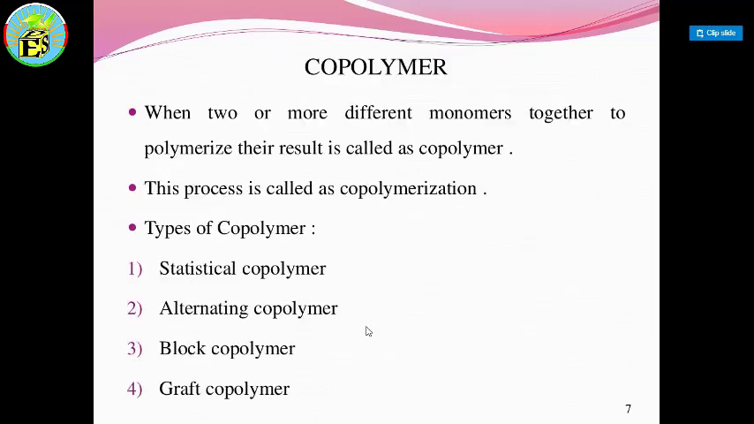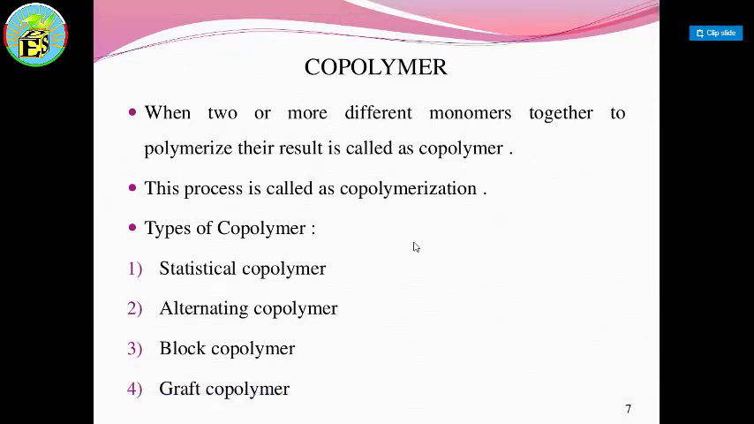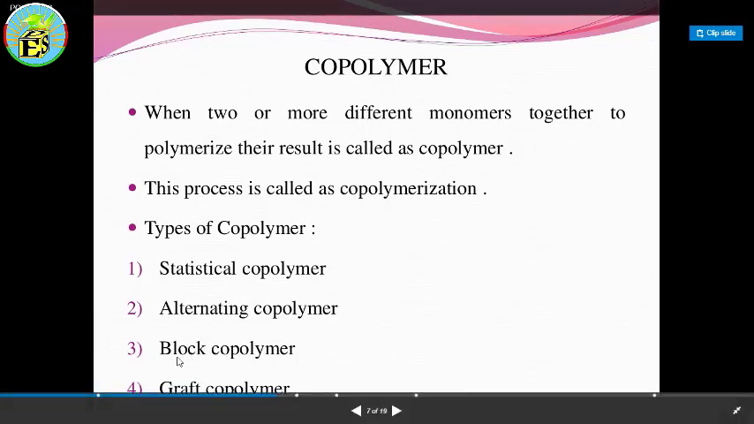Next is copolymer. When two or more different monomers polymerize together, the result is called a copolymer. When the polymer is made up of two or more different single units, it is called a copolymer. These are the types of copolymers: statistical copolymer, alternating copolymer, block copolymer, and graft copolymer. We will not go into this detail; you just have to remember the names.